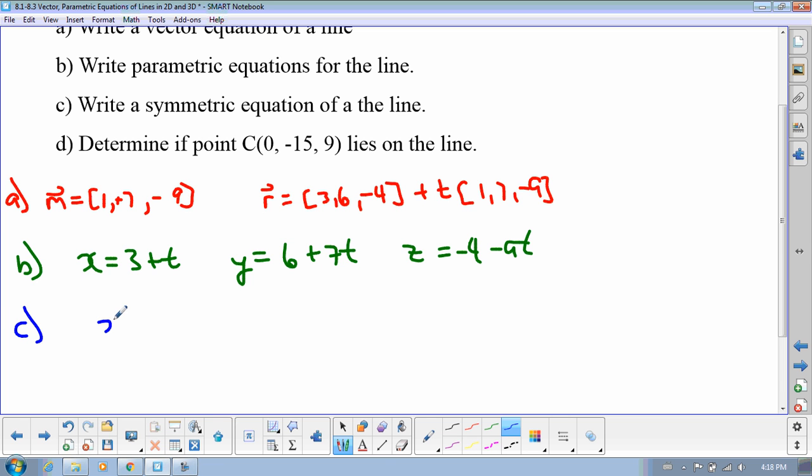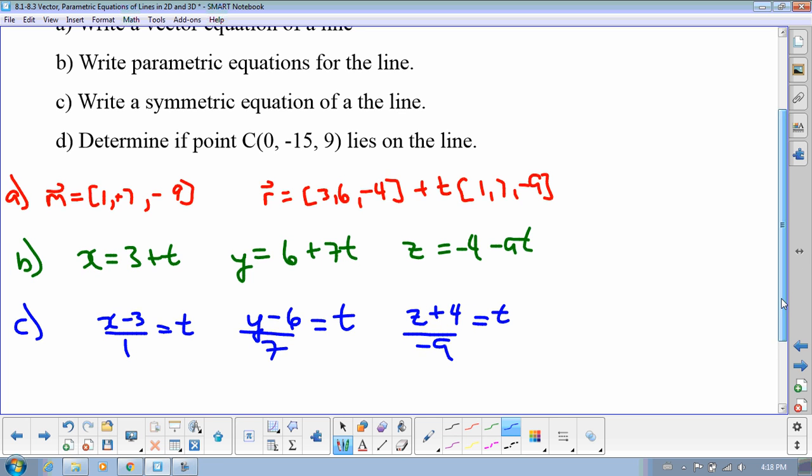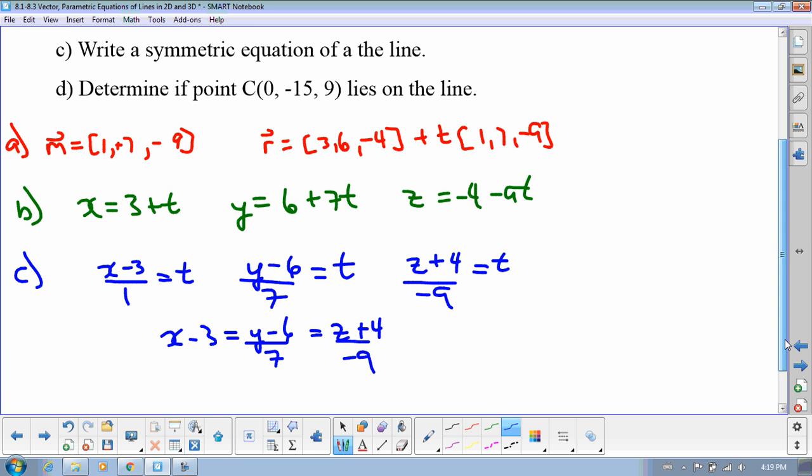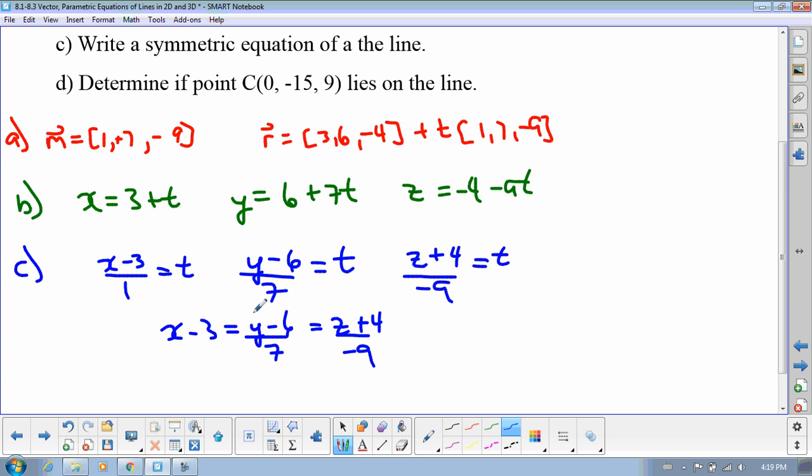So in C, I have (x minus 3) divided by 1 equals t, (y minus 6) divided by 7 equals t, and (z plus 4) over -9 equals t. So now when I write the symmetric, I'm going to have x minus 3 equals (y minus 6) over 7, which equals (z plus 4) over -9. You'll notice I didn't write the 1 for the x. You can if you want to make it obvious what the direction vector is, but you don't have to.